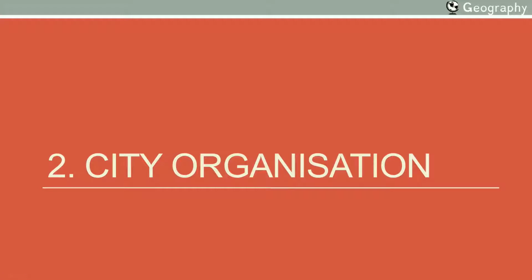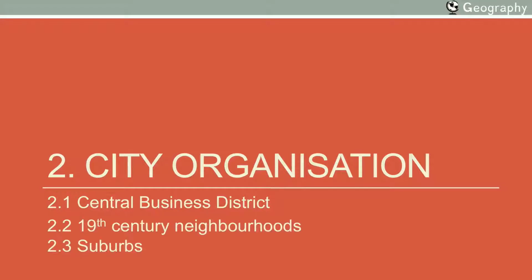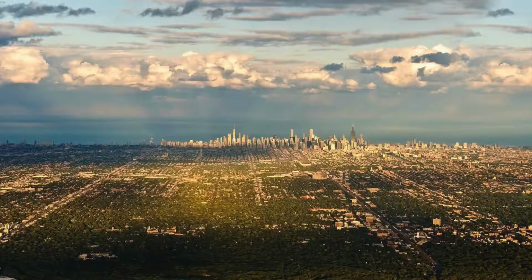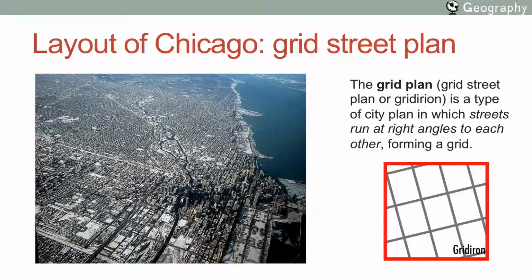Now that we have located Chicago, we are going to focus on the city organization. Like many other North American cities, Chicago is organized in 3 major neighborhoods. First, the Central Business District, also known as the Historical Center, and the 19th century neighborhoods. We will see why it's called the 19th century neighborhoods, and of course the suburbs. But first of all, let's see the layout of Chicago.